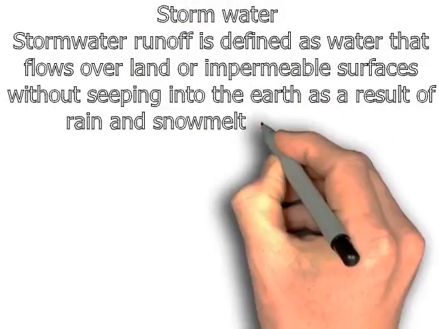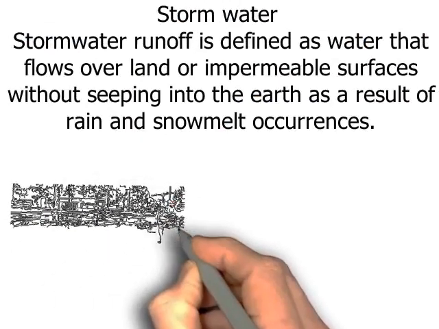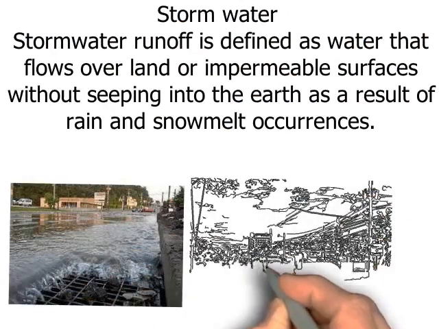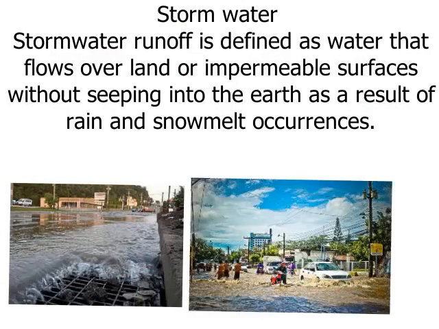Stormwater. Stormwater runoff is defined as water that flows over land or impermeable surface without seeping into the earth as a result of rain and snowmelt occurrence.